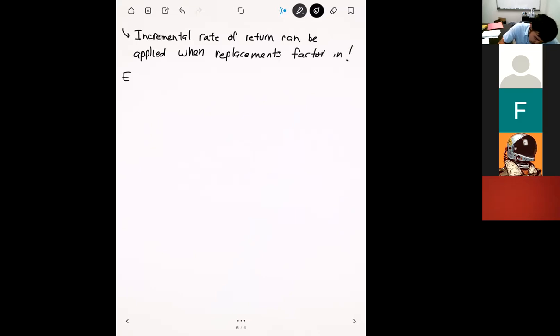All right. And so in this example, let's say that you're working for an engineering company, and there are two machines that are being considered for purchase.